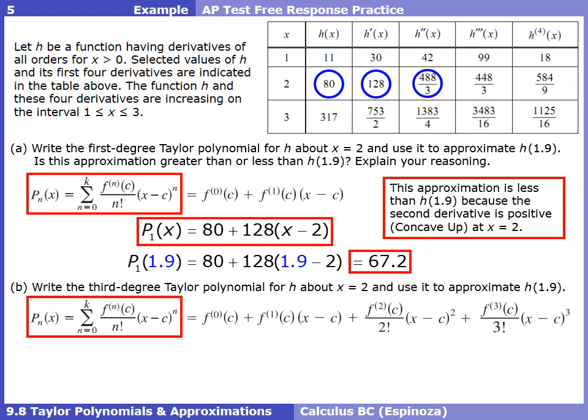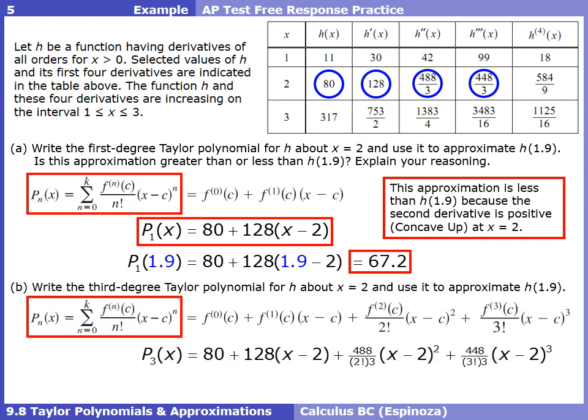So we need the second derivative at 2, which would be 488 over 3, and we'd also need the third derivative at 2, which would also be 488 over 3. So careful how you write this out. Of course, the first 2 terms should match from part A. Here we have the second derivative at 2, which would be 488 over 3.